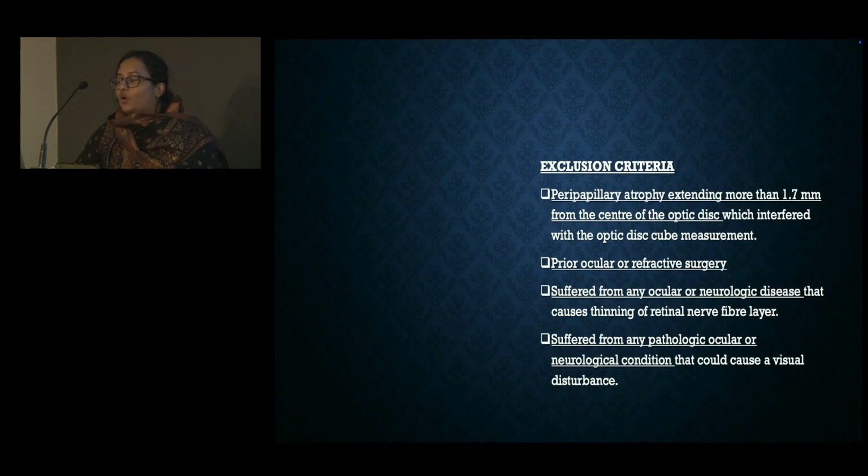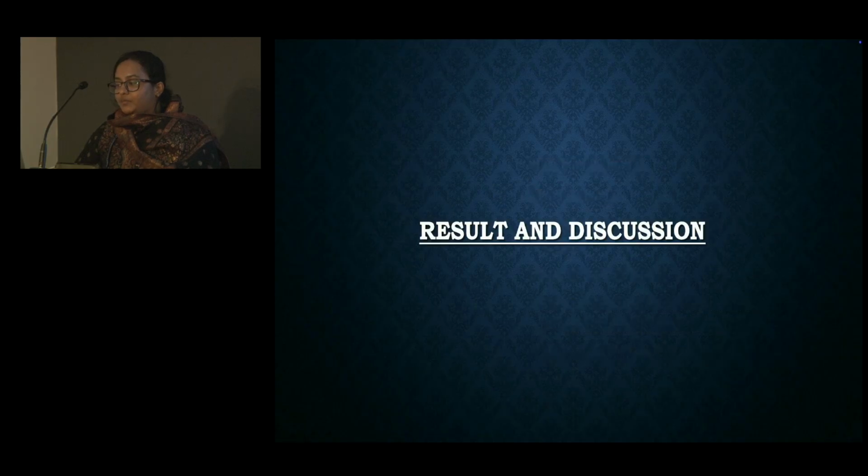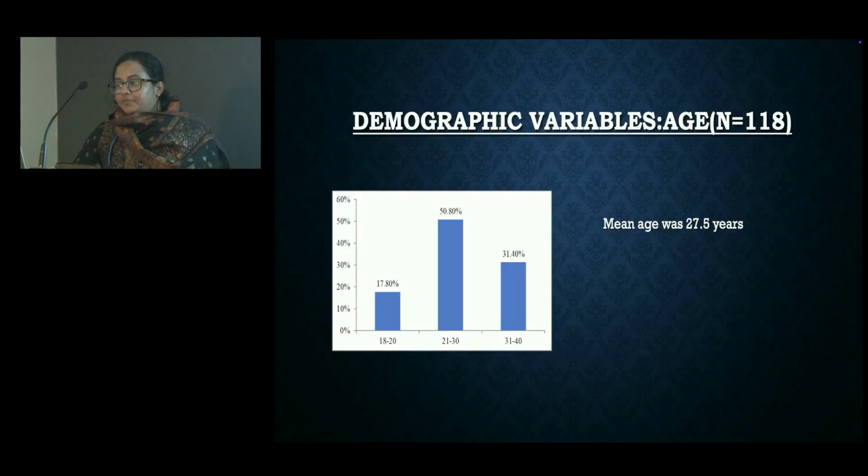Patients who suffer from any ocular or neurological disease that causes thinning of the RNFL, and patients who suffer from any pathological ocular or neurological condition that affects their vision, were excluded. Study variables are visual acuity, fundus examination by 90D, automated refraction, OCT RNFL assessment by Cirrus SD-OCT, and axial length by A-scan. Results of the study.